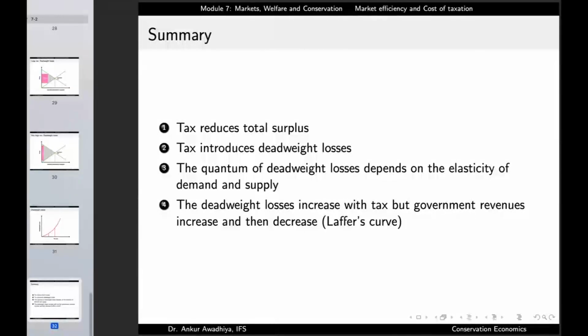Then we observe that when there is taxation, it reduces total surplus, and the earlier total surplus is now distributed between the producers, the consumers, the government that gets the tax revenue, and the deadweight loss that accrues to neither the producer nor the consumer nor the government. The tax revenue to the government is given by Q into T, where T is the size of the tax and Q is the quantity that is transacted in the market, that is, bought and sold.